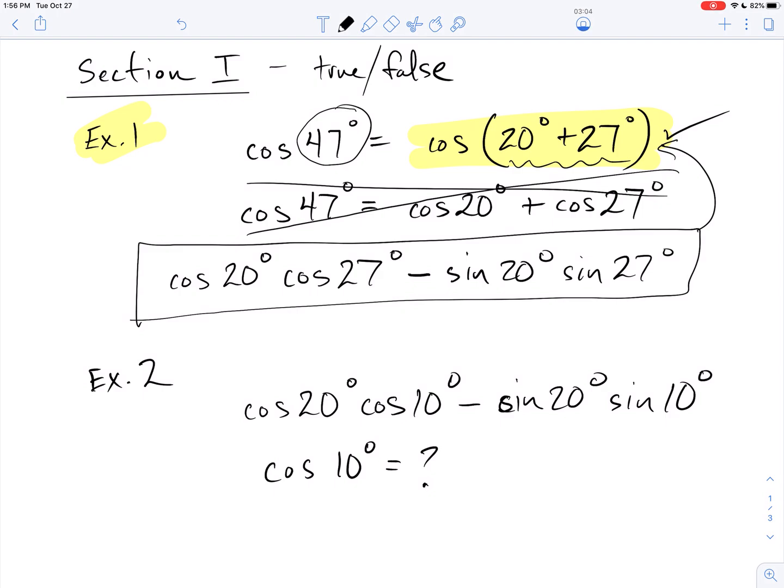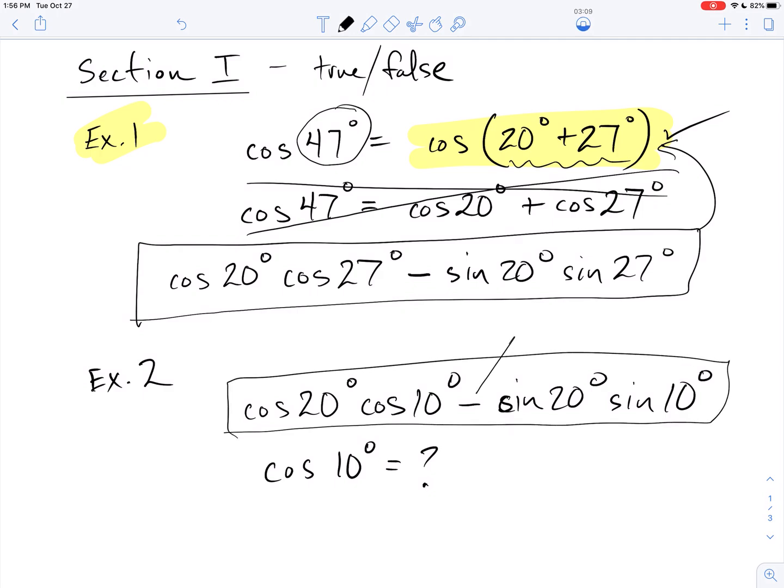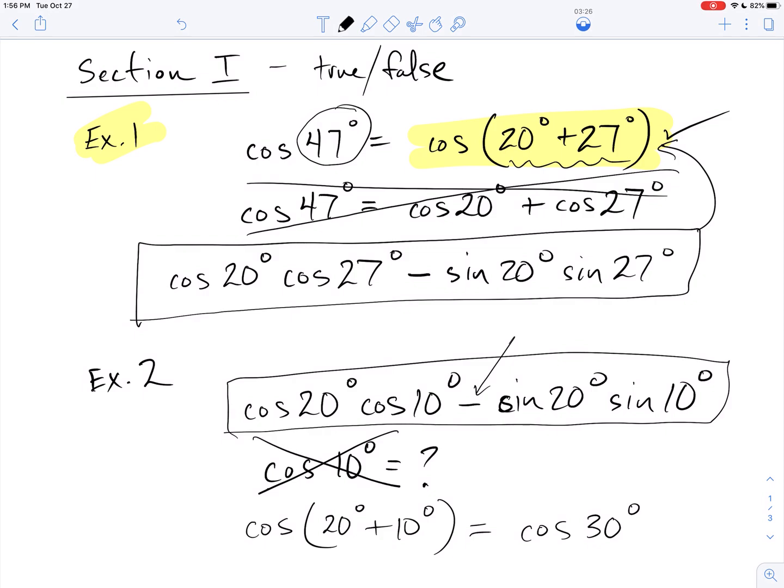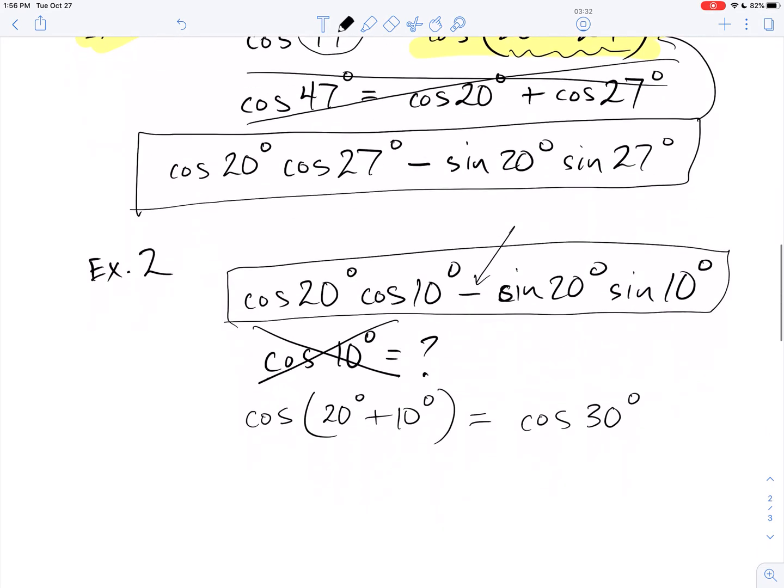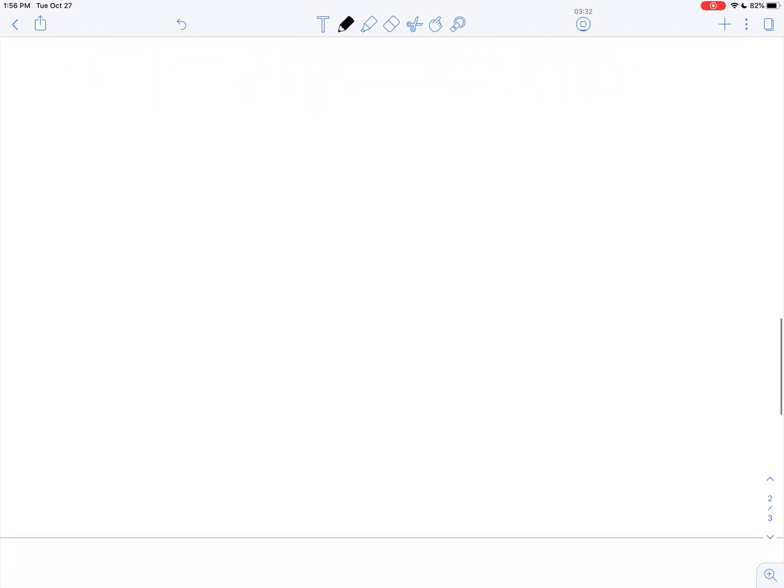Well, this would be written as the expansion, and since it has a minus in the middle, this would be the same thing as cosine of 20 degrees plus 10 degrees, which would give me cosine of 30 degrees, which would not equal this. So once again, this would be a false statement. So it's true or false. This section is true or false.